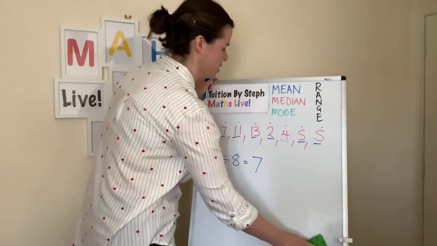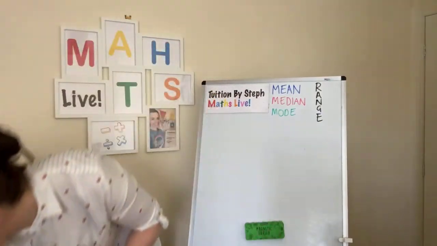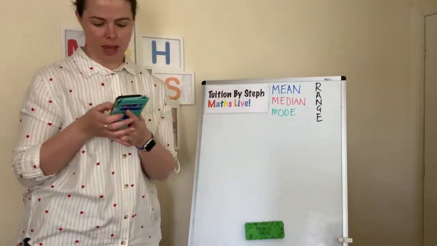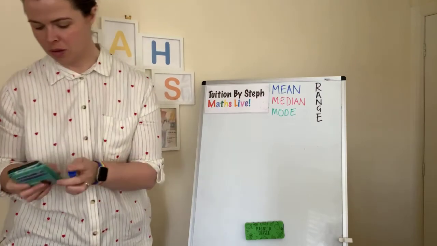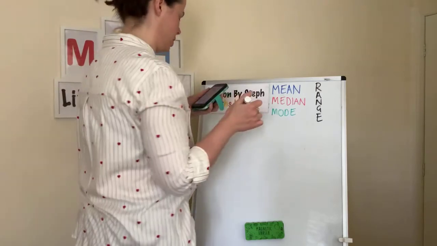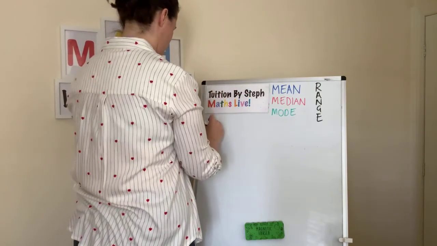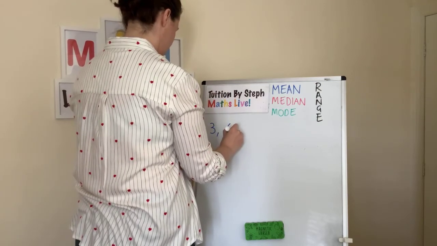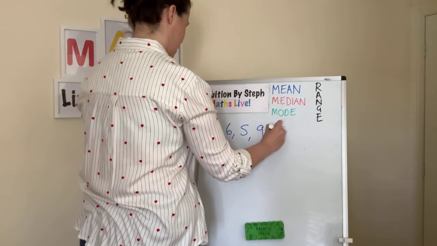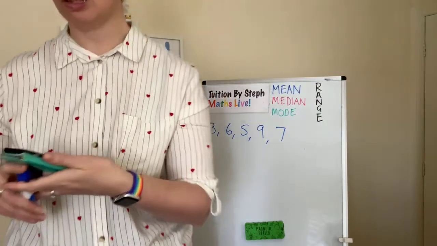So well done. Brilliant. Okay, I'll give you one more because I'm just looking at the time and I realise it's nearly 1:45. So, here is your other question. You have got nicer numbers this time. So we've got 3, 6, 5, 9, and 7. I'd like you to find the mean out of those numbers, so a lot nicer with this one.